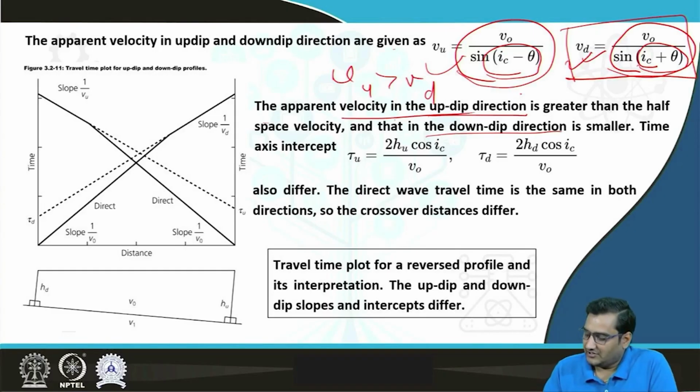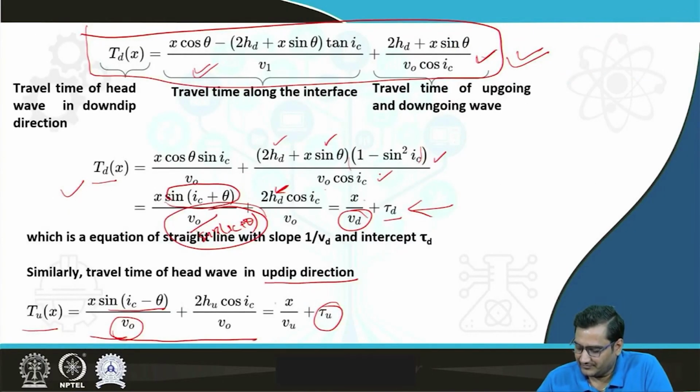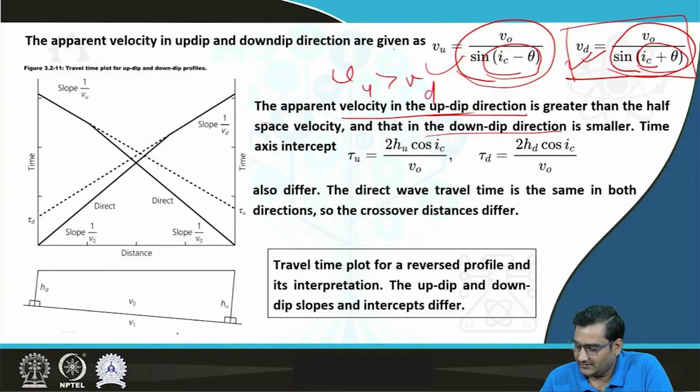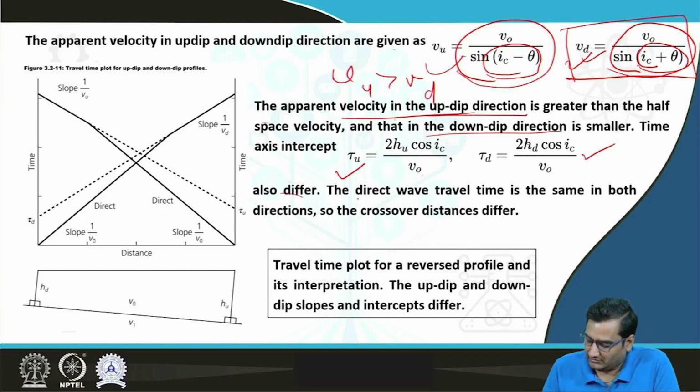The intercept times you can calculate from the previous equation. You can see that for the up dip case the intercept time is 2HU cos IC by V naught, and the intercept time for the down dip case is 2HD cos IC by V naught. The direct wave travel time is the same in both directions, so the crossover distances differ.